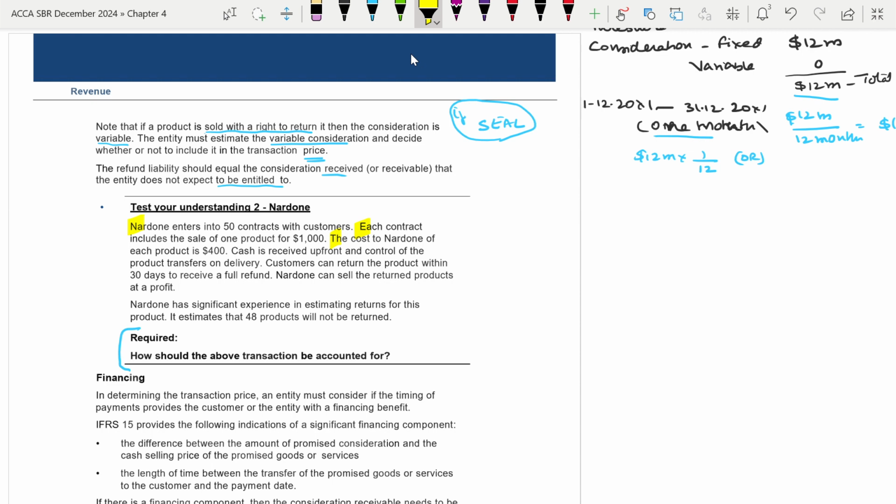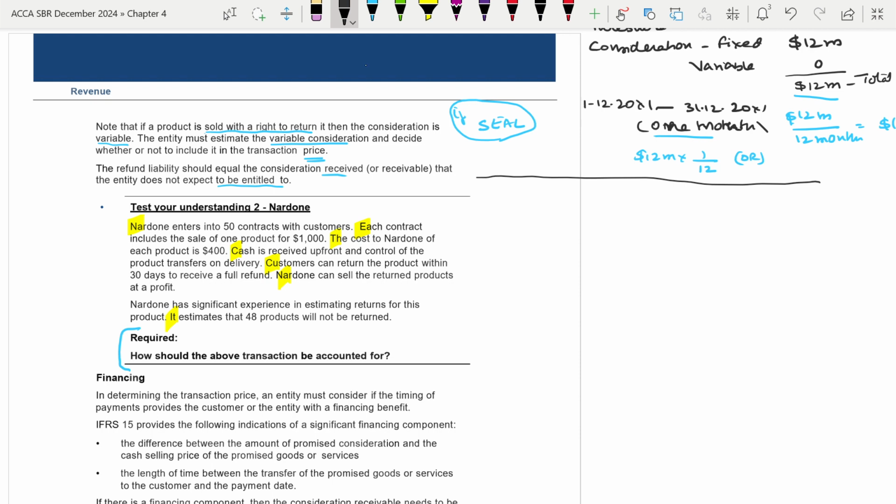Cash is received upfront and control of the product is transferred. We are receiving the price and we are transferring the control. Customers can return the product within 30 days to receive a full refund. Nardone can sell the returned products at a profit. Nardone has significant experience in estimating returns for the product. It estimates that 48 products will not be returned. That means how many products will be returned? Two products will be returned.